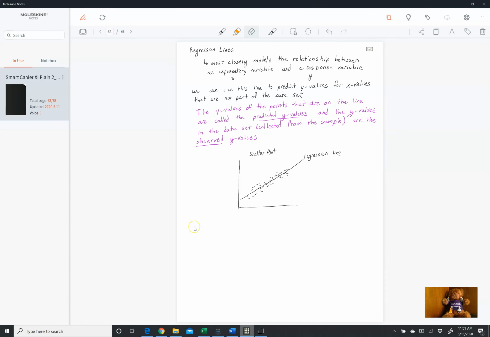Okay, so let's write that down. And the residual we represent with the letter D. So we calculate it by doing the observed y value minus the predicted y value.